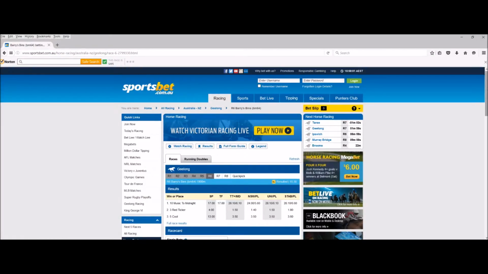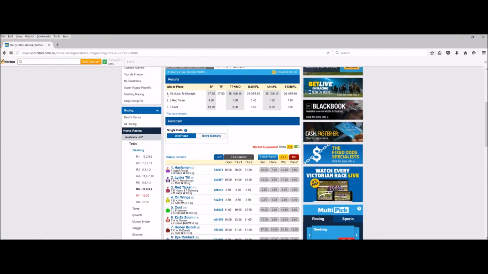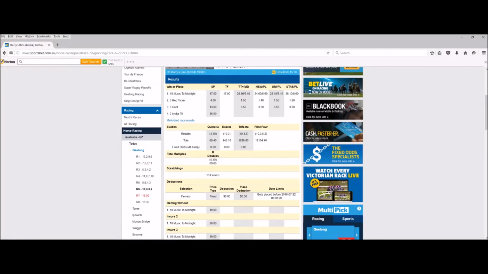Oh dear me. Look at those results. Music to Midnight, and it's paid $28 and $6.10. Now, I wonder how I went with my first fours and trifectas there. So you go full race result and see who ran fourth. I usually take first fours.